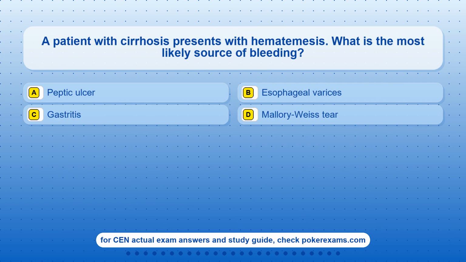Question 8. A patient with cirrhosis presents with hematemesis. What is the most likely source of bleeding? Option A, peptic ulcer. Option B, esophageal varices. Option C, gastritis. Option D, a Mallory-Weiss tear.